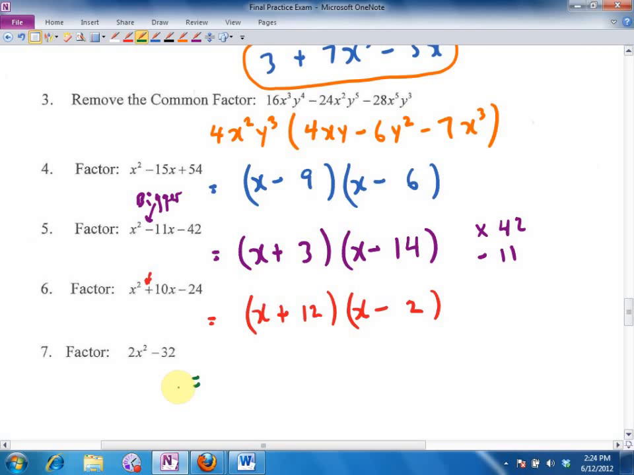What's the first thing you do? Put two brackets down or what? Nope. Don't put two brackets down first. First thing you do is take the common factor. This one has a common factor. 2 comes out of both. Don't forget to take that.